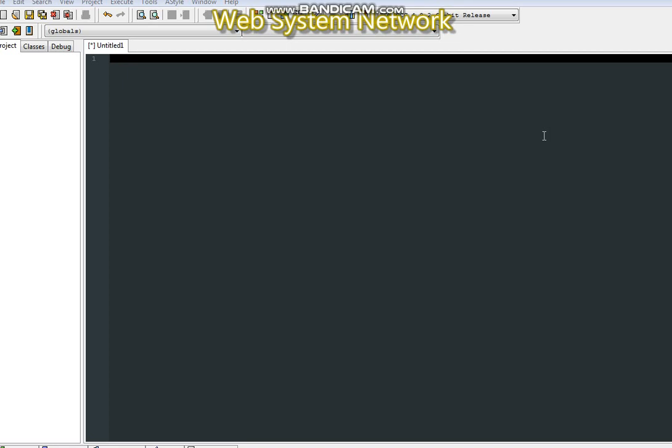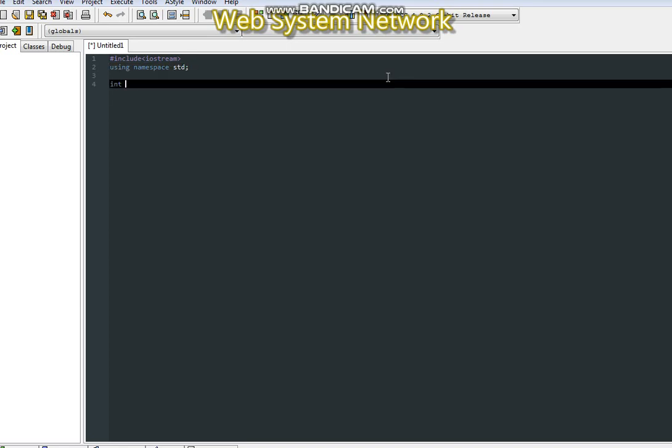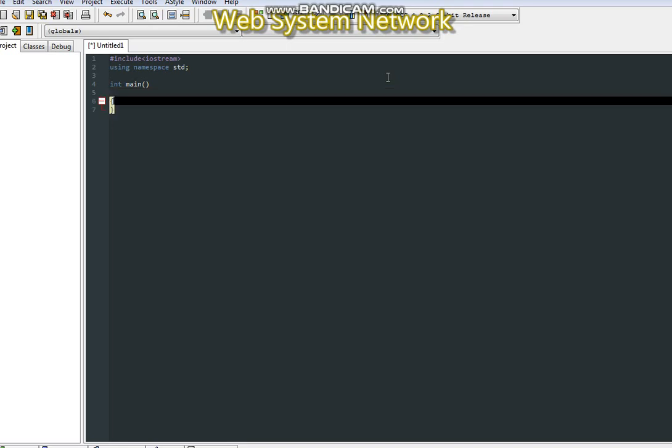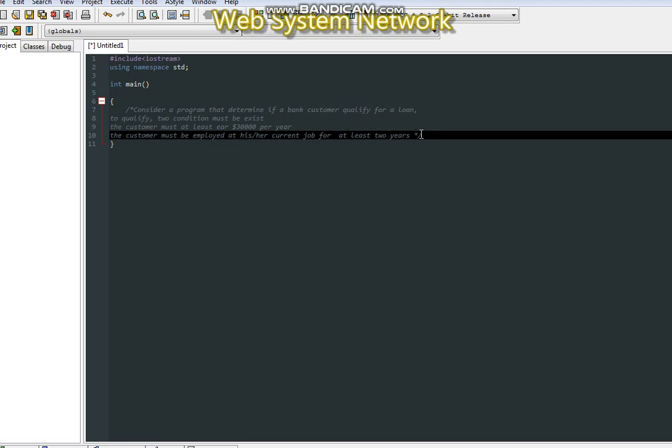Before we go with our question, let's include our files. Hashtag include iostream, using namespace std, int main, and then the open braces. So this is our question that they have given to us.